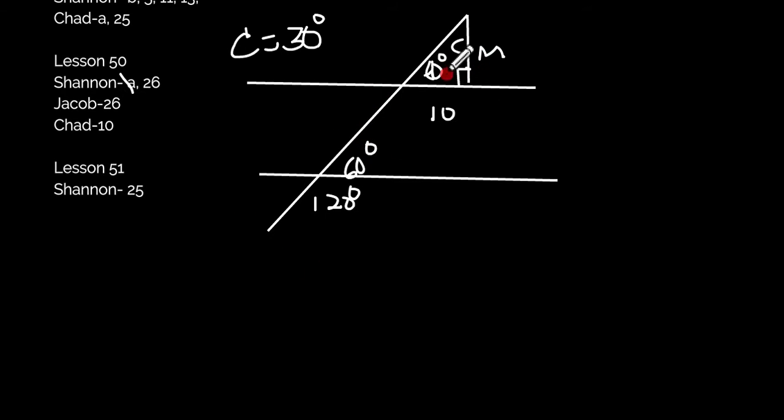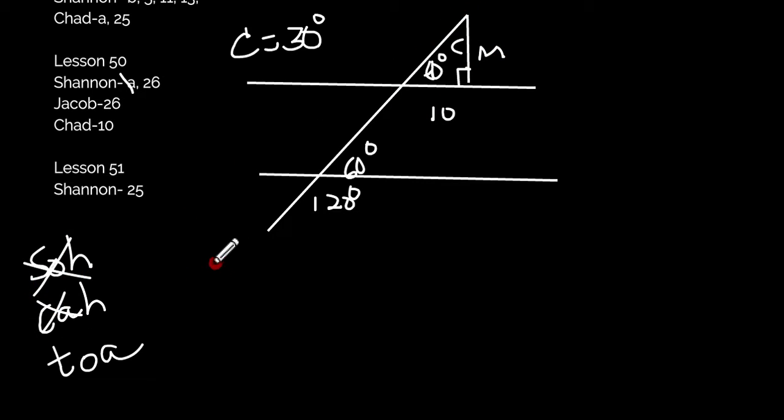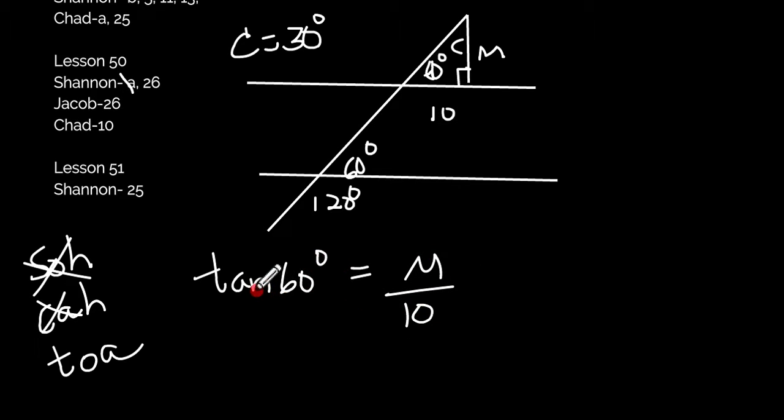So that's going to be the opposite, and we have the adjacent. So that's going to be tangent. Remember, we have SOH, which is opposite over hypotenuse, CAH, which is adjacent over hypotenuse, and TOA, which is opposite over adjacent. So we have opposite, we have adjacent. We don't have the hypotenuse, so we're not going to use these two. So we would say the tangent of 60 degrees equals opposite, which is that one, over adjacent. You just pop this all in your calculator. You say tangent of 60 times 10, and you get M equals 17.32.